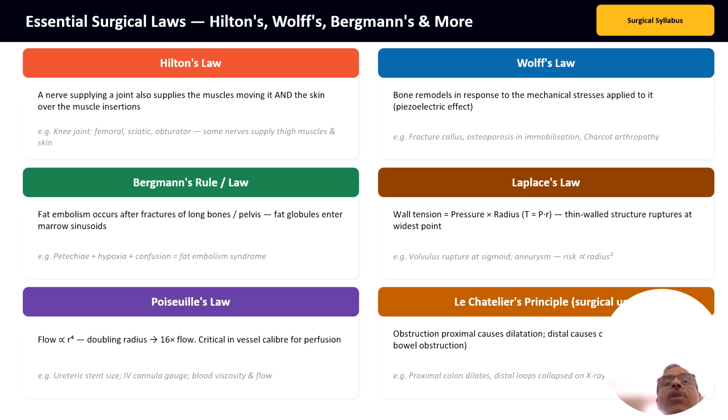And then we have Wolff's law. Bone remodels in response to mechanical stresses applied to it. Laplace's law is a very important law, which is a physics law, but it can be used in surgical practice. Wall tension equals pressure multiplied by radius. So any thin-walled structure would rupture at the widest point. So a volvulus would rupture at the sigmoid. Aneurysms have a risk of rupture as the diameter increases to more than 5 centimeters, especially aortic aneurysms.